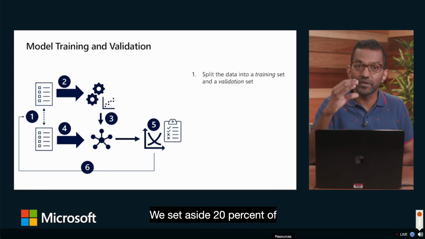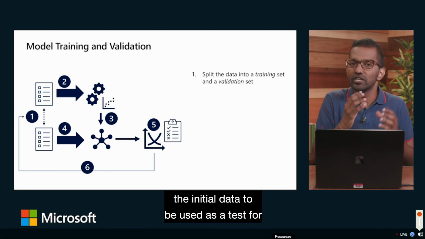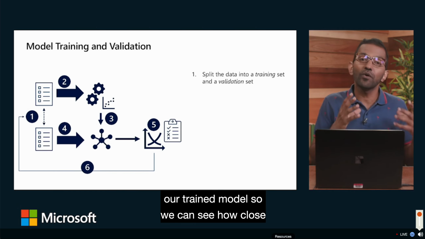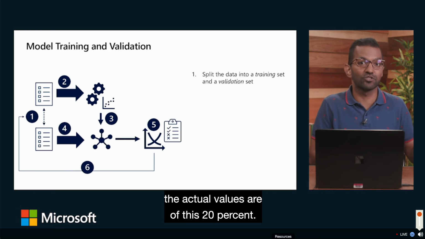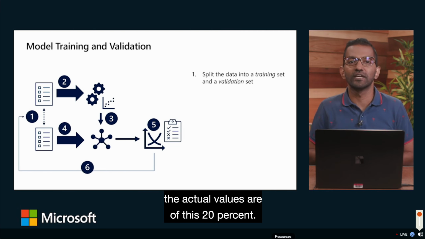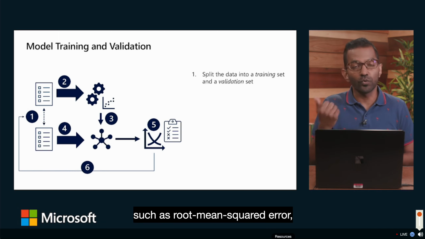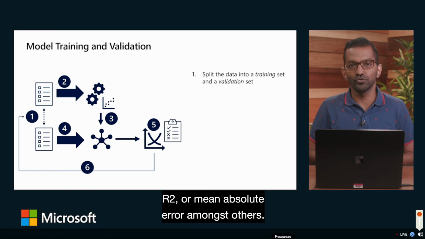So we set aside 20% of that initial data to be used as a test for our trained model. So we can see how close the predictions are to the actual values of this 20%. And there are a variety of metrics for measuring the model performance, such as root mean square error, R2, or mean absolute error, amongst others.